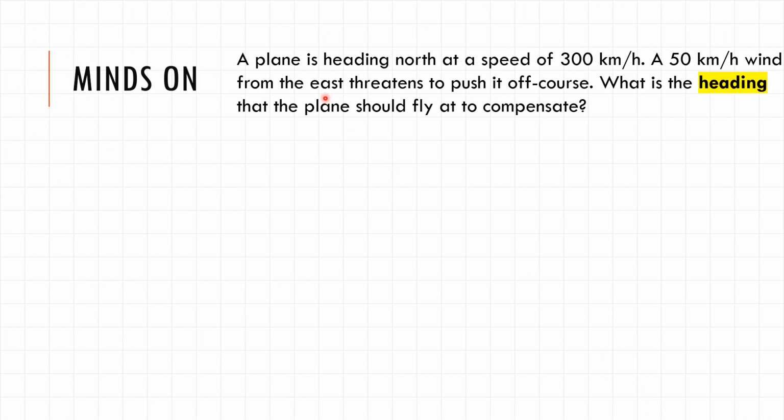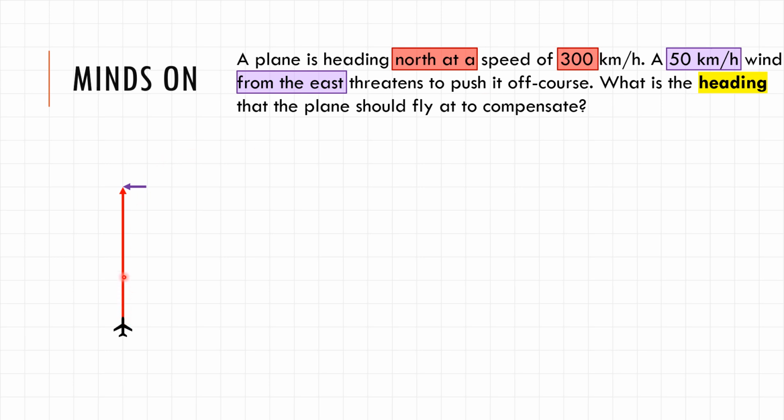To start off, think about this question. If a plane is heading north, so let me draw this little plane over here. It's heading north at a speed of 300 kilometers an hour. So I'm just going to draw a line that shows it's going straight up at 300 kilometers an hour. And then there's a 50 kilometer per hour wind that comes from the east. So if this is north, this would be east, and so the wind would be coming from here, going in this direction. Notice I drew the arrow much smaller because 50 is a lot smaller compared to 300.